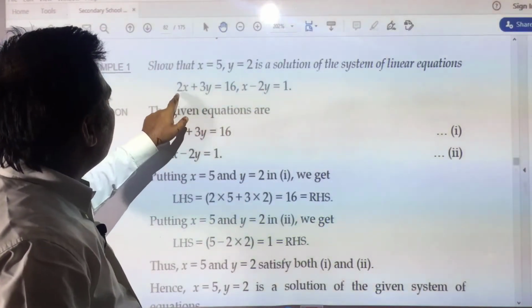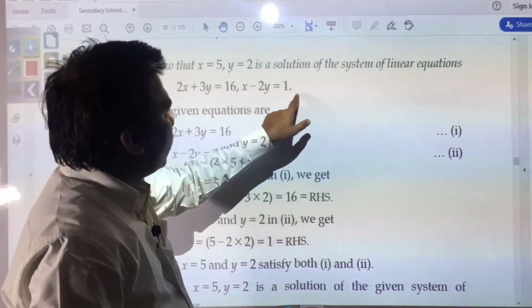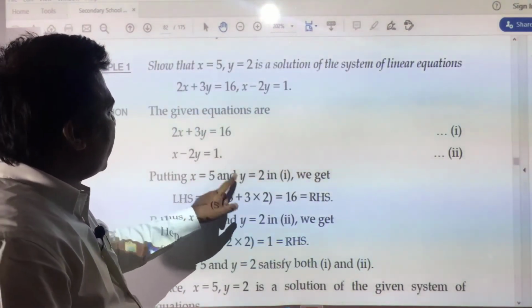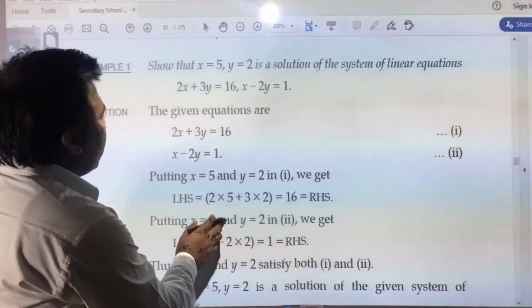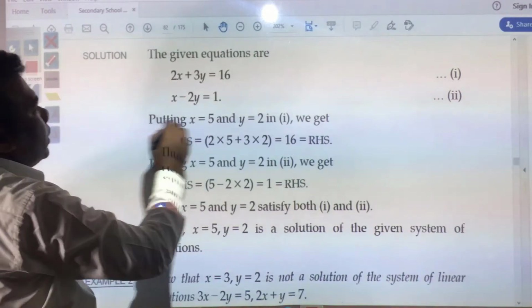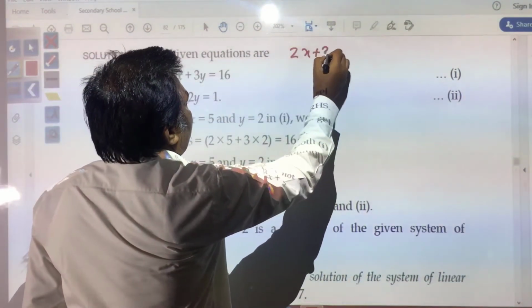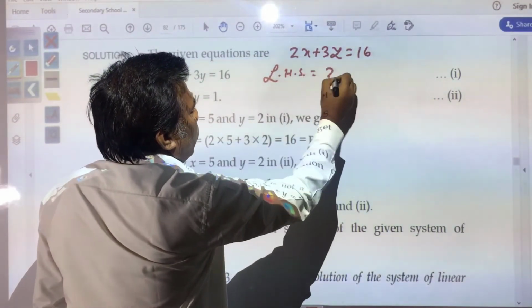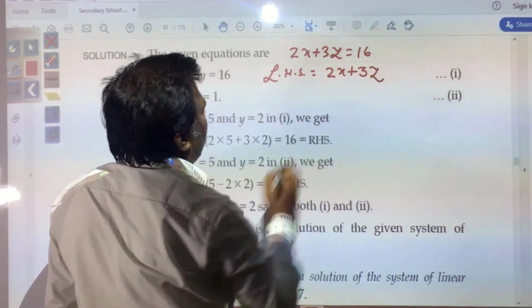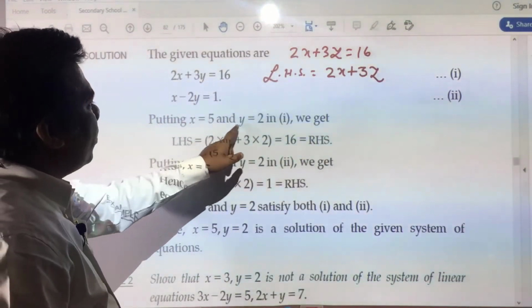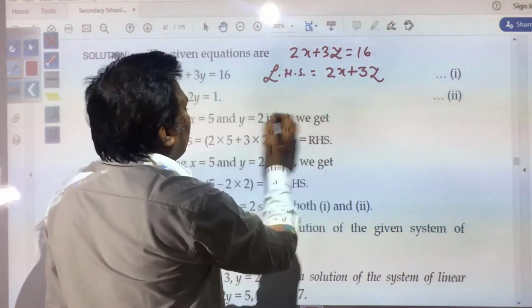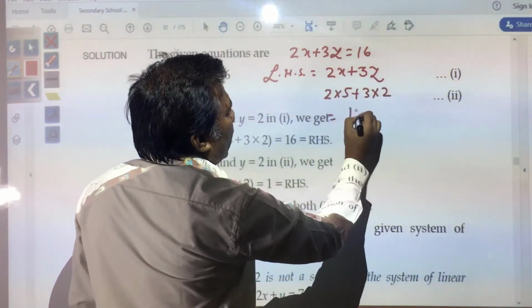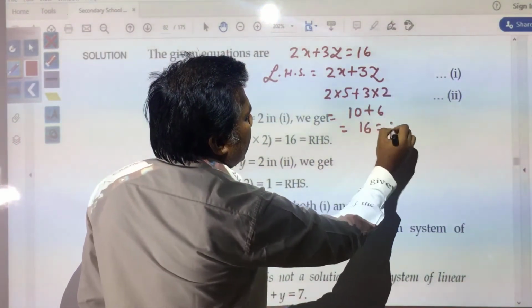Two equations have been given, 2x plus 3y is equal to 16 and x minus 2y is equal to 1. The given equations are these two. Putting x is equal to 5 and y is equal to 2 in equation 1, what do we get? Suppose the first equation is 2x plus 3y is equal to 16. LHS is 2x plus 3y, and x is equal to 5 and y is equal to 2. So 2 into 5 plus 3 into 2. What are you getting? 10 plus 6, it means 16, and that is your RHS.